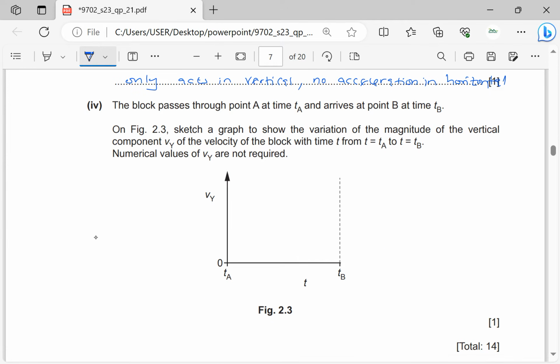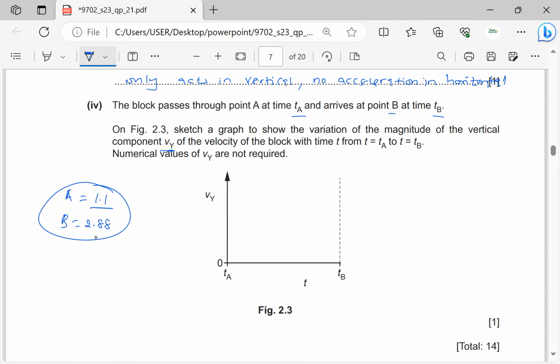The block passes through point A at time tA. So remember at A it had a speed of 1.1, which we have seen, and at B it has a speed of 2.88. On the figure, sketch a graph to show the variation of the magnitude of the vertical component of the velocity of the block with time t, from t equals tA to t equals tB. This was of course in the vertical. In the horizontal, it remained constant. Numerical values are not required.